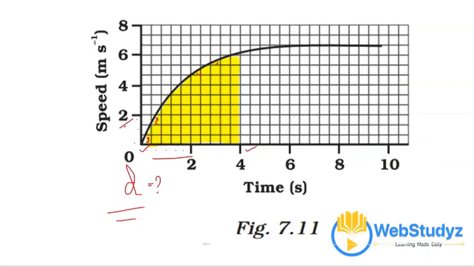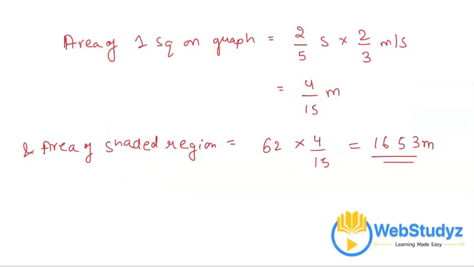It is so because the region this has a total of 62 squares and the area of one square is 4 by 15 meters. So area of these 62 squares become 16.53 meters. Therefore, car travels a distance of 16.53 meters in first 4 seconds.